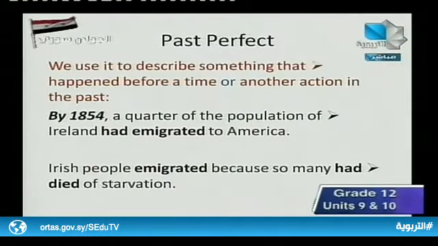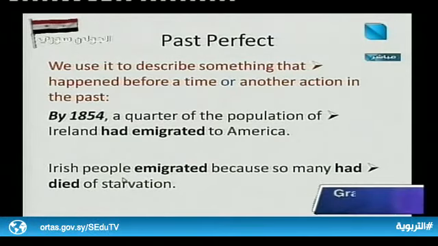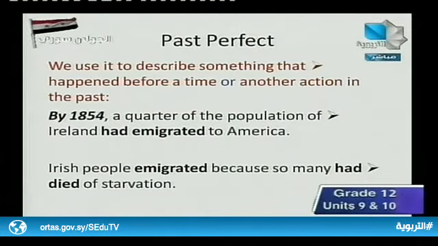Next one, please. Mr. Mazin. Irish people immigrated because so many had died of starvation. So, first of all, many people had died of starvation, and then Irish people started immigrating.